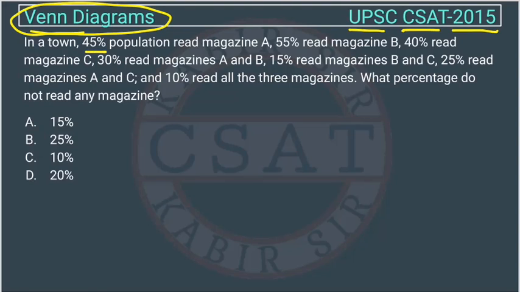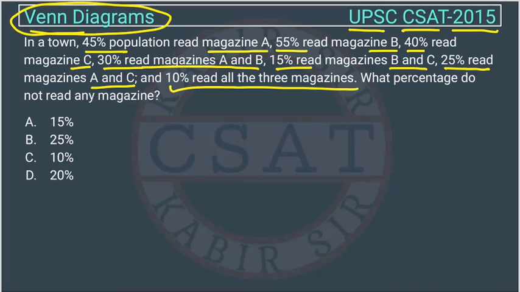In a town, 45% population read magazine A, 55% read magazine B and 40% read magazine C. 30% read magazine A and B. 15% read magazine B and C. 25% read magazine A and C. And 10% read all the 3 magazines. What percent do not read any magazine?